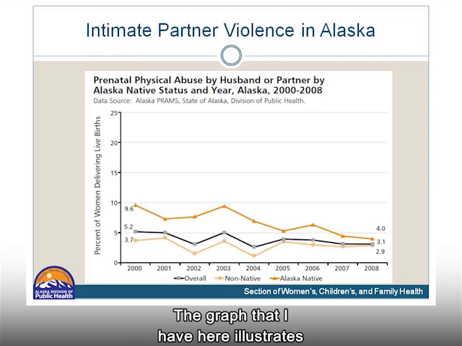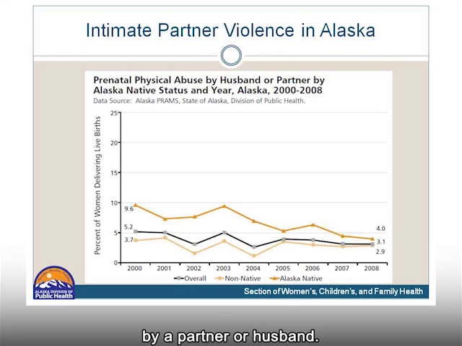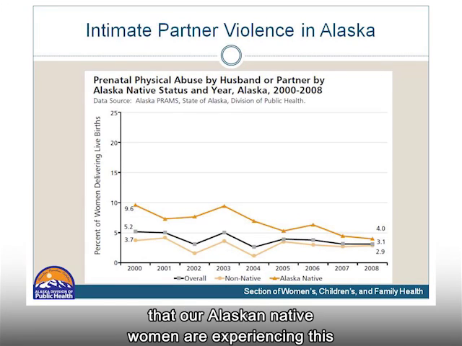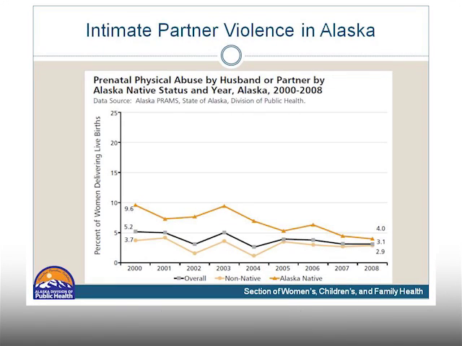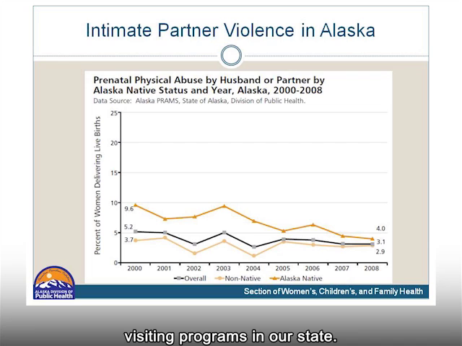The graph that I have here illustrates some of our PRAMS data on prenatal physical abuse by our partner or husband. And you can see on that top orange line that our Alaska Native women are experiencing this at a higher rate than our non-Native women. In addition to state and national data on intimate partner violence, we also had an awareness of this topic from prior home visiting programs in our state.